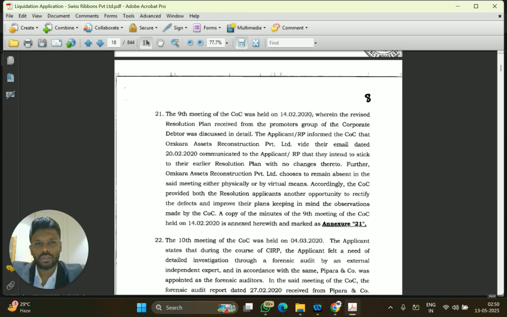Again, the 9th COC meeting was held, wherein revised resolution plans were received from the promoters group and were discussed in detail. The RP informed the COC that Omkara Reconstruction Private Limited, in their email, had communicated to the RP that they intend to stick to the resolution plan with no changes. Further, Omkara chose to remain absent from the said meeting, by physical or virtual means.